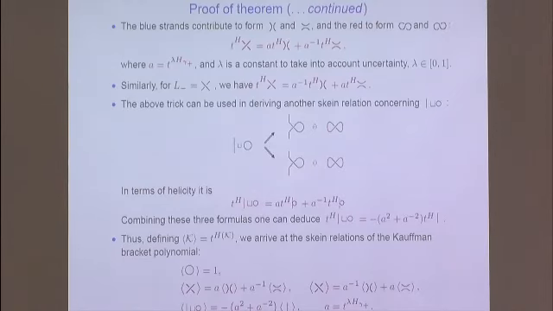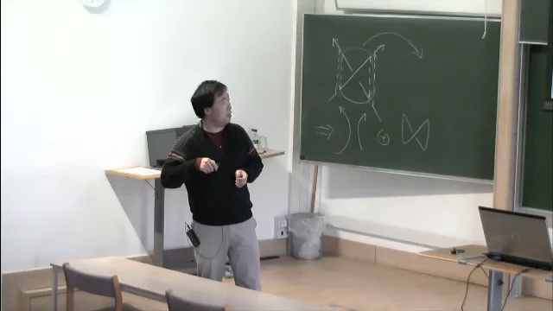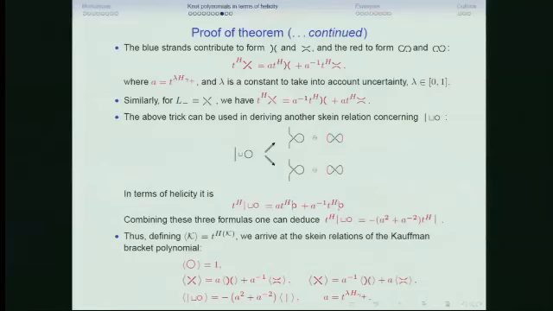Now we have three formulas: 1, 2, 3. From these three, we can do some algebra and solve out this relation. Then we have this, and this. Now, let's endow a symbol for this t to the power h k with a bracket. Then we have these relations. These are recognized to be the skein relations of the Kauffman bracket polynomial.